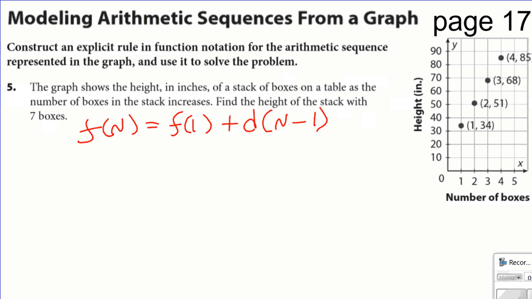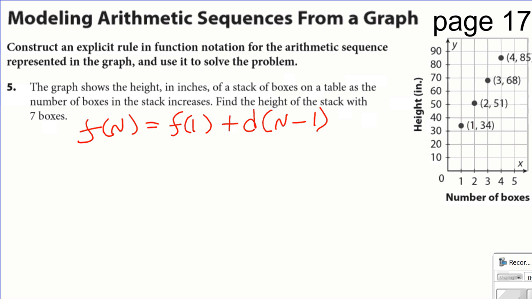Here it says to construct an explicit rule in function notation for the arithmetic sequence represented in the graph and use it to solve the problem. Okay, so we've got a graph and we've got a description of what we have here. It says the graph shows the height in inches of a stack of boxes on the table as the number of boxes in the stack increases. Find the height of the stack with 7 boxes.